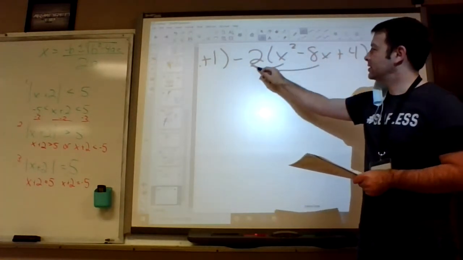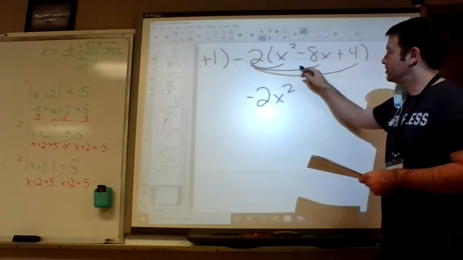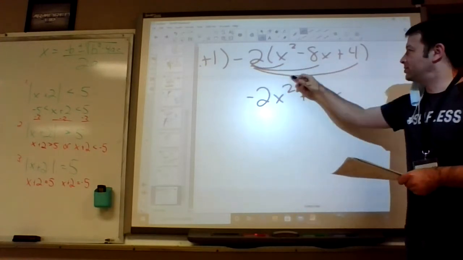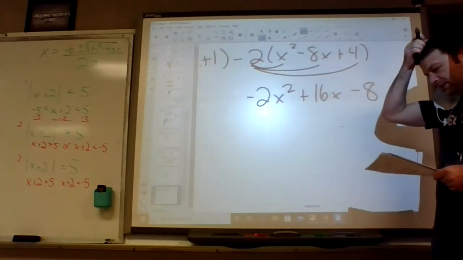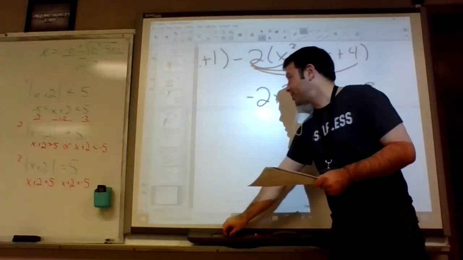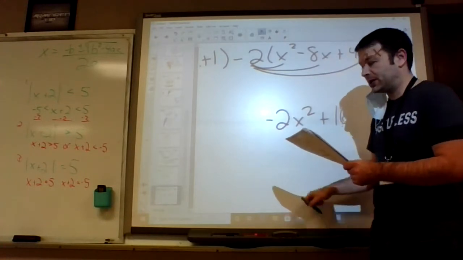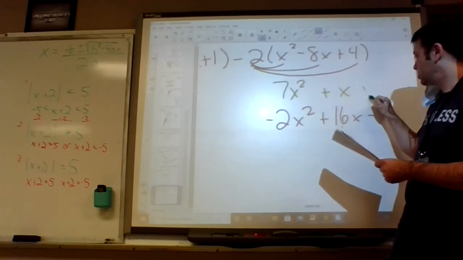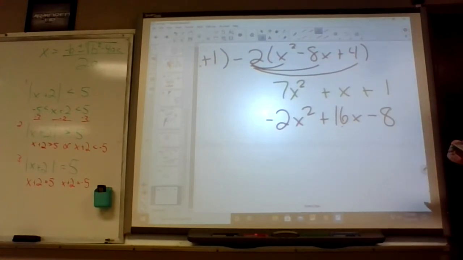Oh, distributive property. What are we distributing out? I'm on 21. Oh, I mean, negative 2 times all that stuff. That's not just a 2, that's more like a negative 2. So, yeah, negative 2 times all this stuff. So the second parentheses turns into negative 2x squared plus 16x, negative 2 times negative 8, negative 2 times 4.